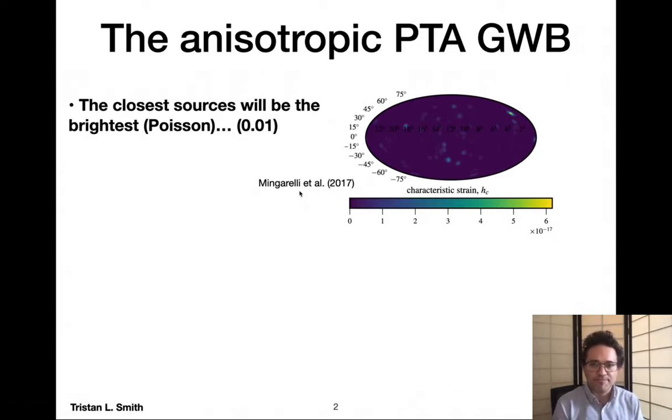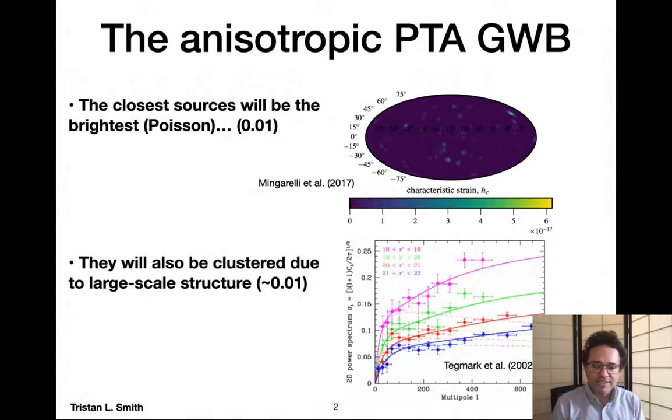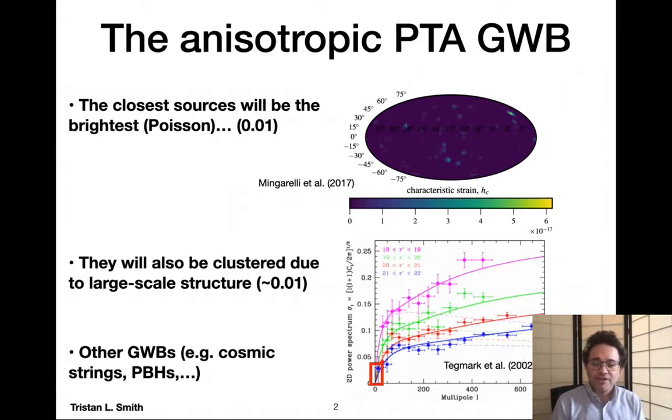from 2017. Another reason that we expect some level of anisotropy in the PTA gravitational wave background is that supermassive black hole binaries are going to trace large-scale structure. And we know that large-scale structure itself is anisotropic at the level on these scales. So PTAs are probing the largest scales corresponding to the smallest multipoles, which might give us not even an estimate, but a suggestion of, again, 1% anisotropy coming from that source. And then there are other sources of gravitational wave backgrounds that may have their own anisotropies, such as cosmic strings and primordial black holes.